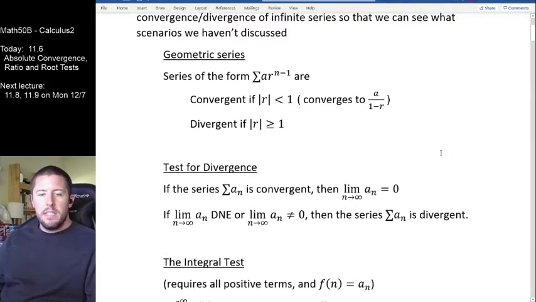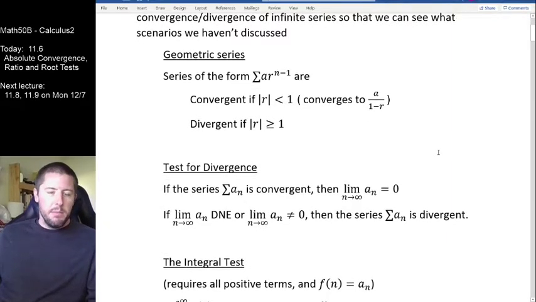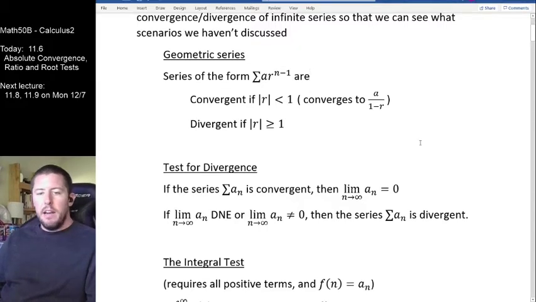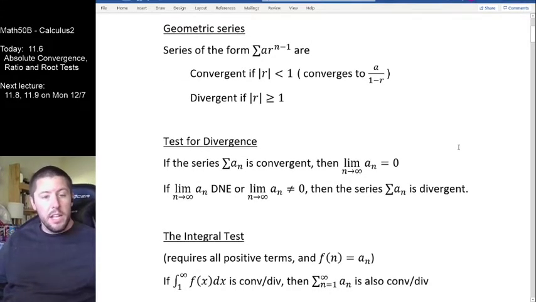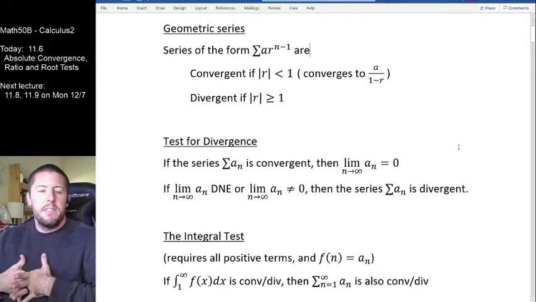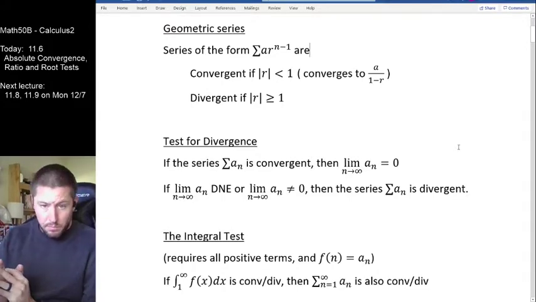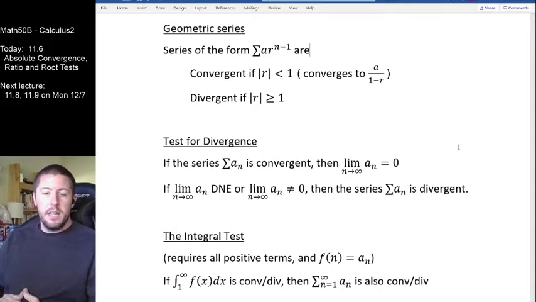Next up, we saw our test for divergence. This one will be important, and we'll see it come up today. This is, in a sense, our most basic test, and it only tells us about divergence. A general statement is, if the series is convergent, then the limit of the sequence associated with the series is going to be equal to 0.